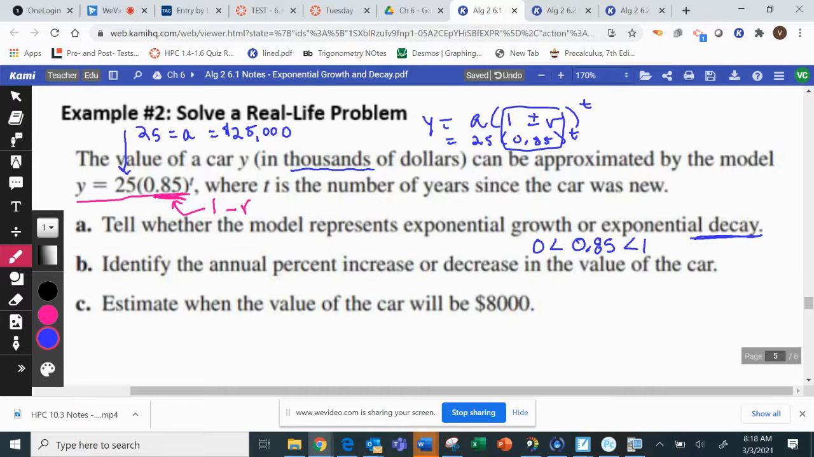Okay, identify the annual percent increase or decrease in the value of the car. So what we're asked for here is the actual R value. Nina, can you help me find the R value? It is not 0.85. 1 minus R is 0.85. So the R is what I want to know. So if we set this equation up, how can we isolate R? How can we get R by itself?